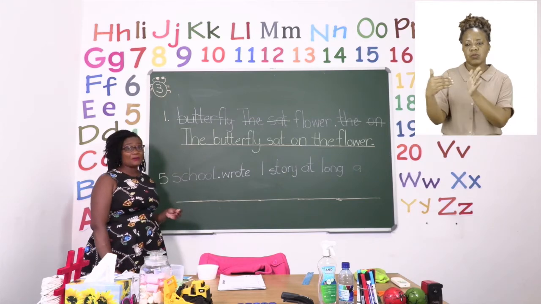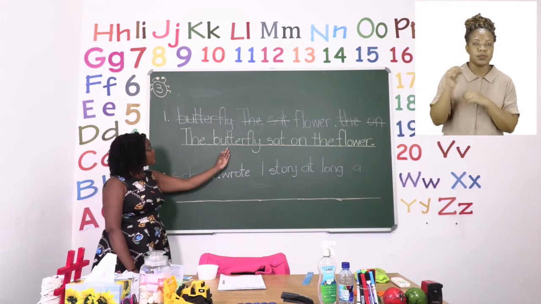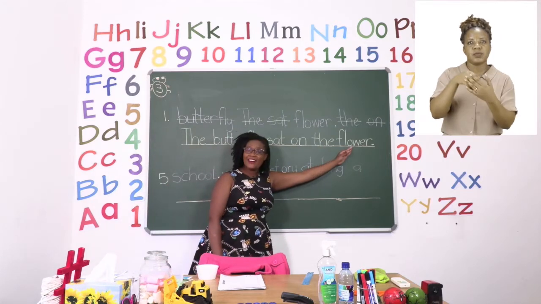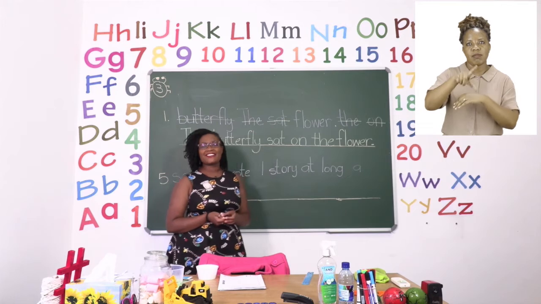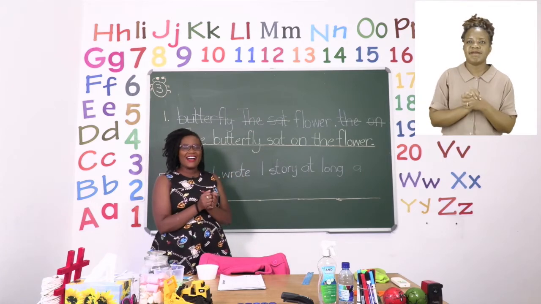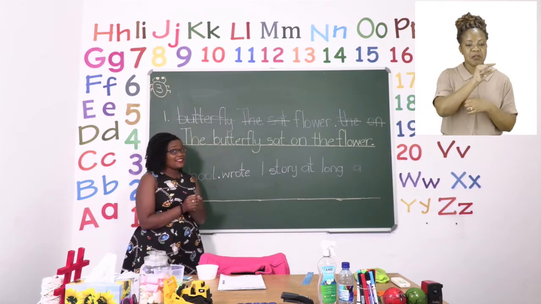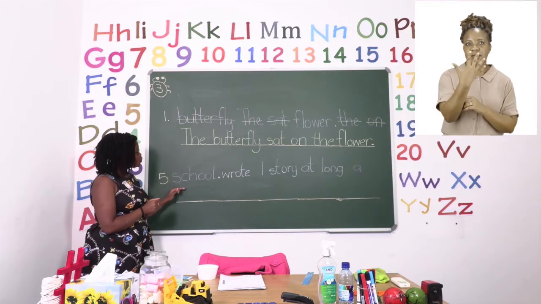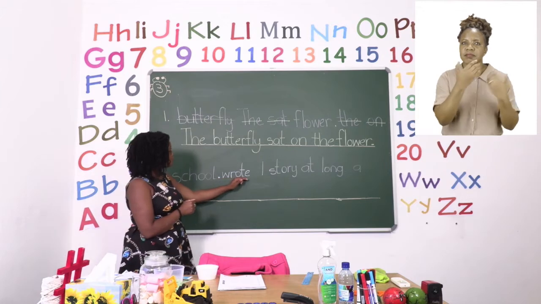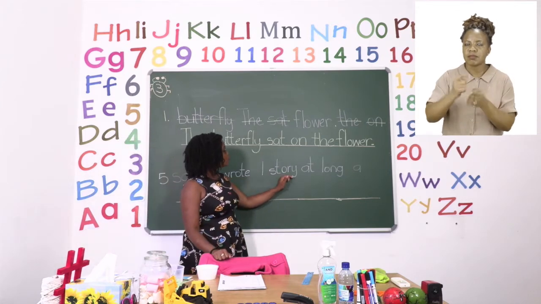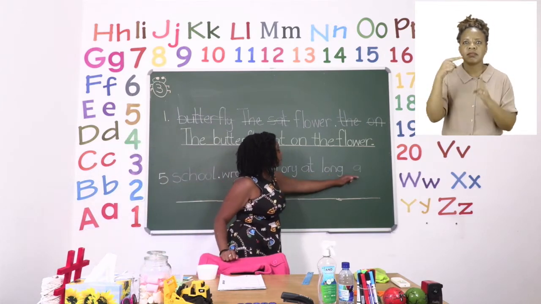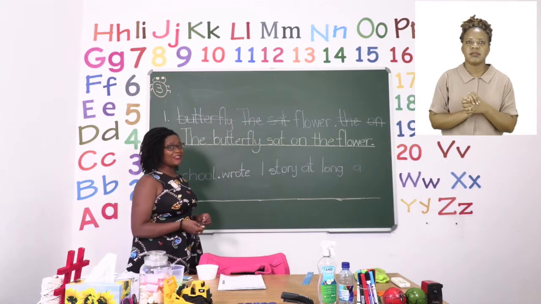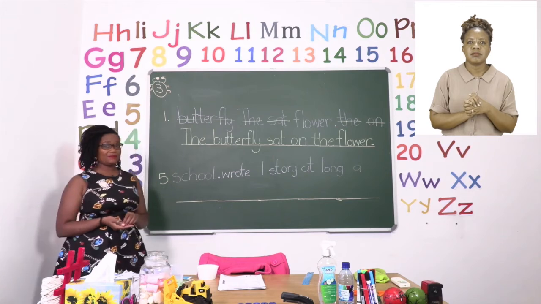Let's read it now. The butterfly sat on the flower. Yes, it's correct. Well done, everyone. Now let's take a look at number 5. Number 5 has these words: school, wrote, I, story, at, long. This is very, very wrong. So we have to put it in the correct order.